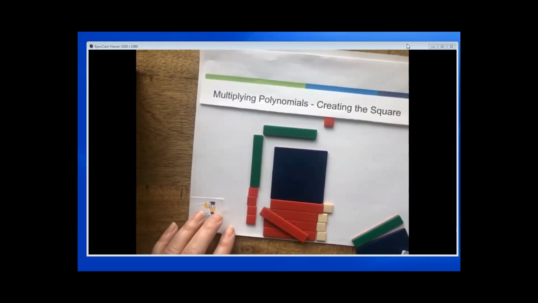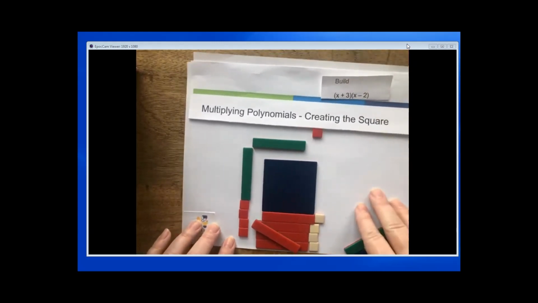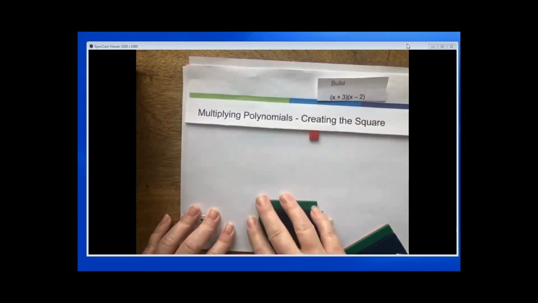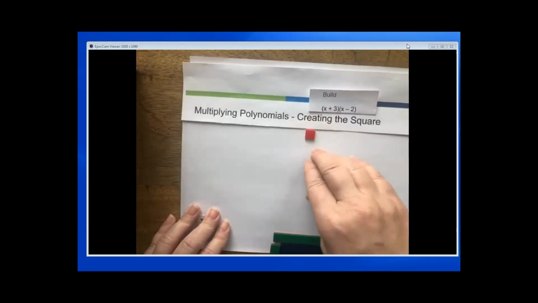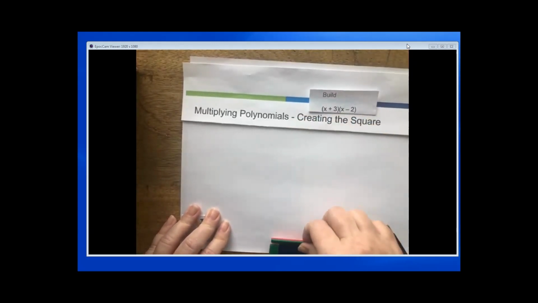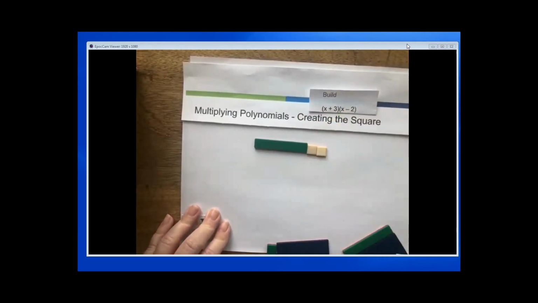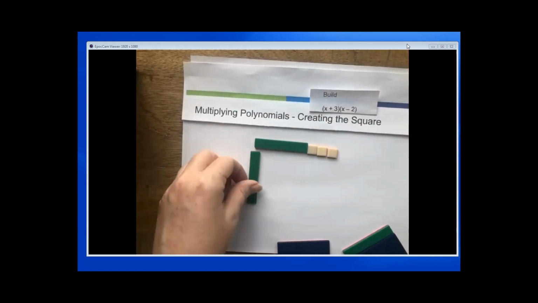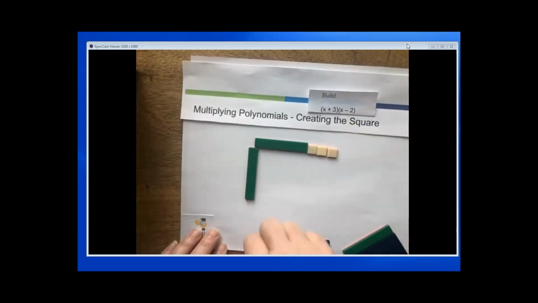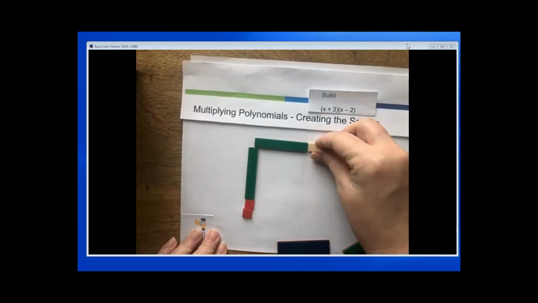There we go. Thank you. Okay, so same thing. We're going to build the factors on the outside. x plus 3 and x and a negative 2. So those are my factors.